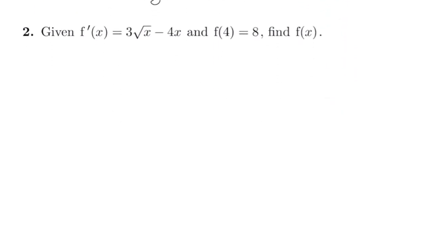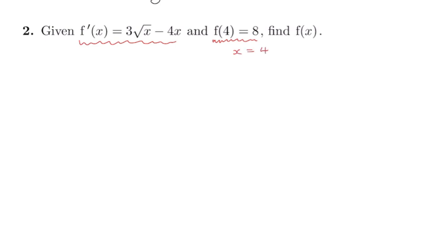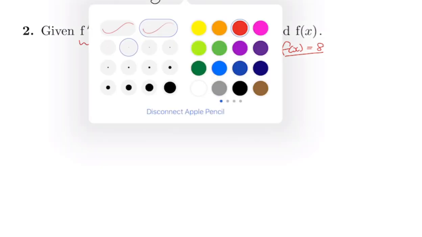Again, you could be given your question in function notation. Remember, f dash of x is Lagrange notation. So we're given our gradient function. We're also told that when x is 4, the value of the function is 8. So when x equals 4, the value of f of x is 8. So f of 4 equals 8.